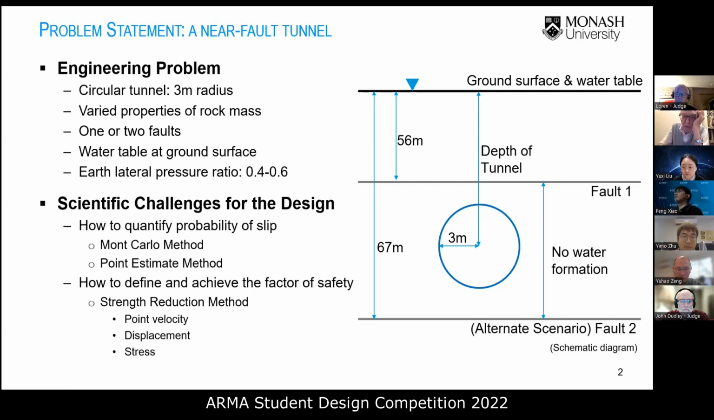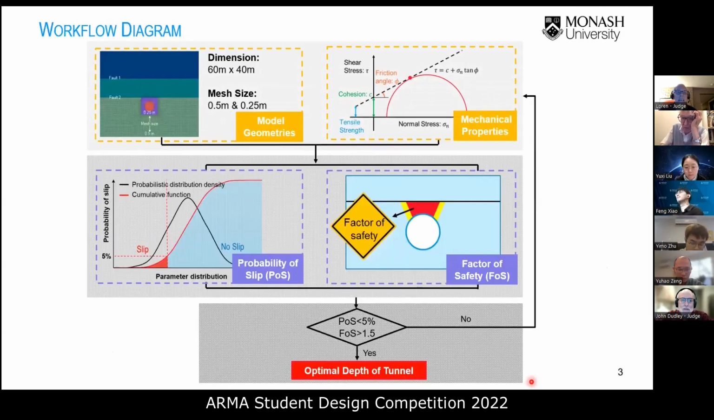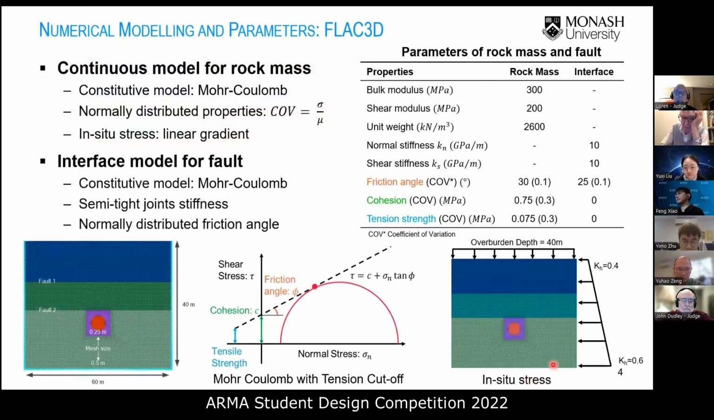So why does your lateral stress factor KH vary with depth? Sorry, can you repeat? Why does it vary with depth? Your KH varies with depth. You assumed it went from 0.4 to 0.6 over those 40 meters. He's asking why did you assume that? Yeah, that one.